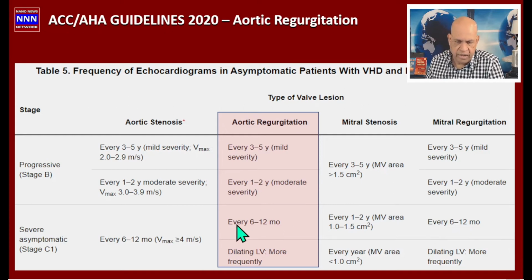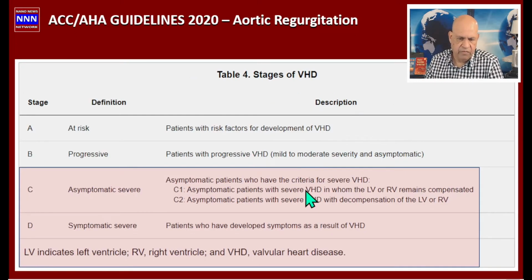And in case of severe asymptomatic patients, every 6 to 12 months, or if they develop new symptoms, then we need to check an echocardiogram and see if there has been anything structurally. Who are the people who need intervention? We talked about mild, moderate, and severe. It is the moderate and the severe group who are symptomatic who need treatment.